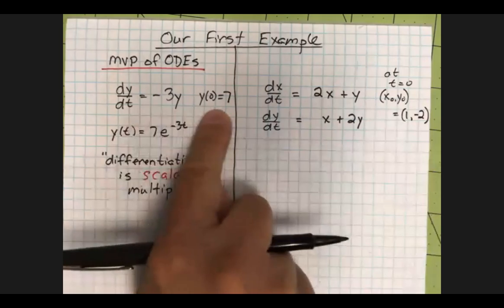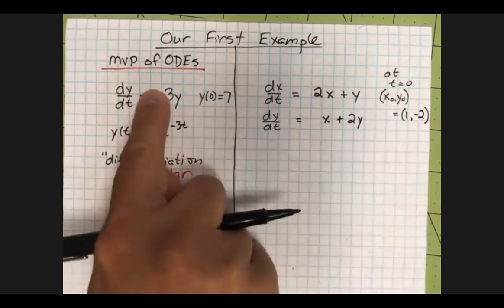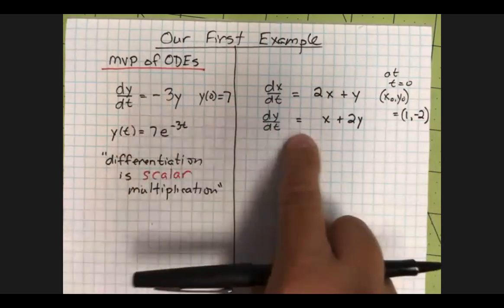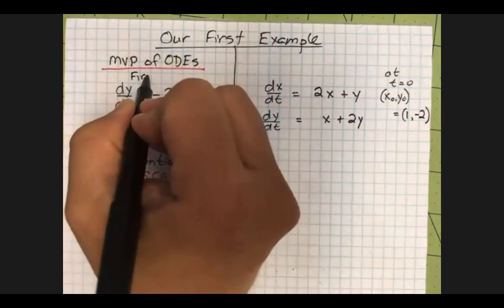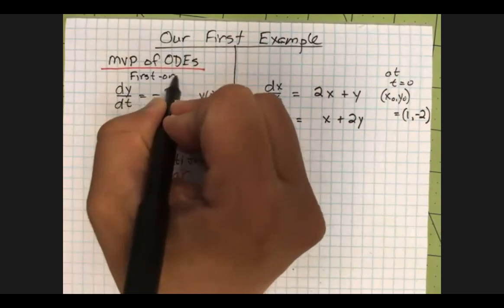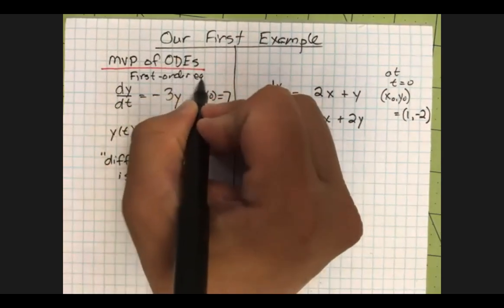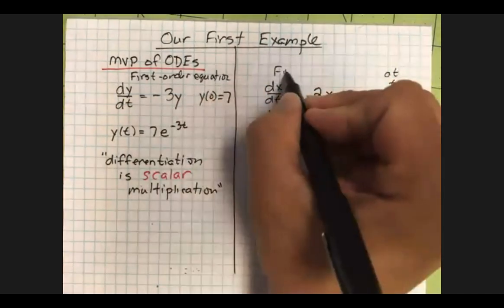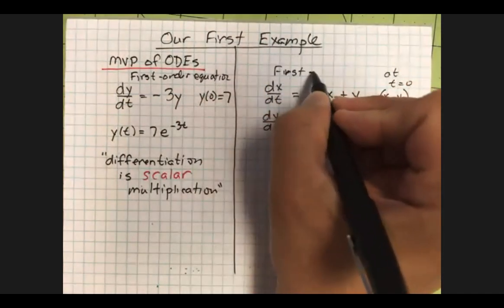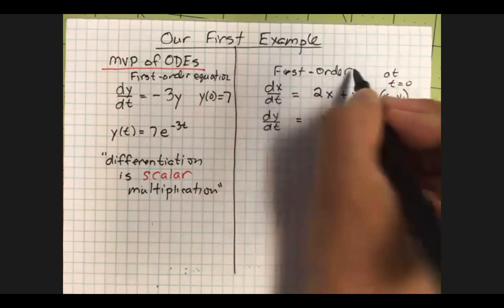So this is an initial value problem for a first order equation. This is an initial value problem for a first order system.